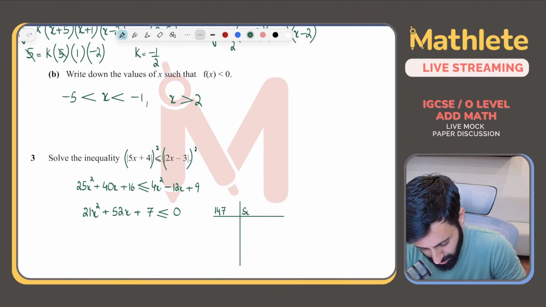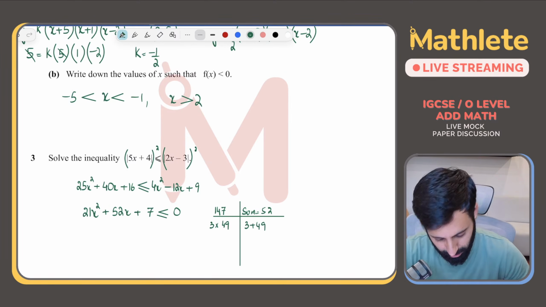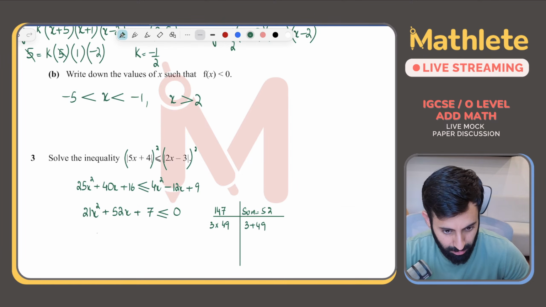What sum do we need? We need a sum of 52. So if we divide 147 by 3, can we divide by 3? Yeah, we can. 3 times 4 is 12, 2 carry. 49. 3 into 49, yeah, that gets the job done. 3 plus 49 is equal to 52. Okay. So yeah, I've done that.